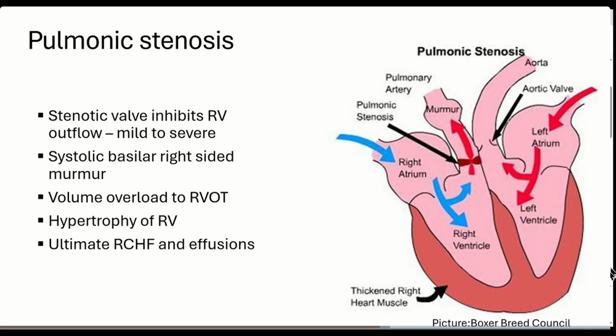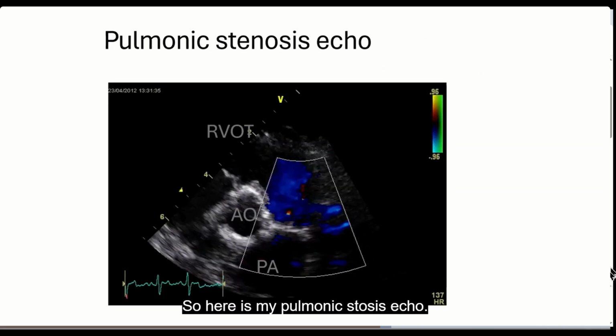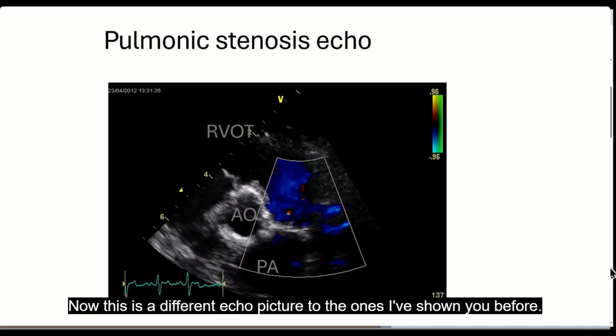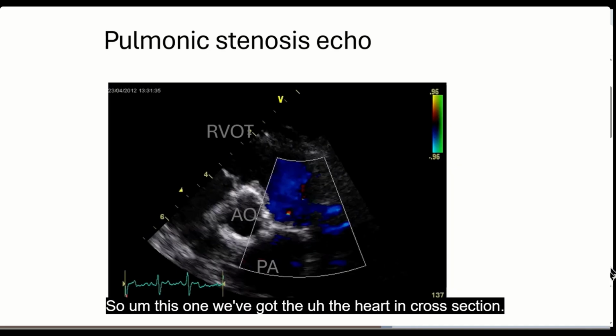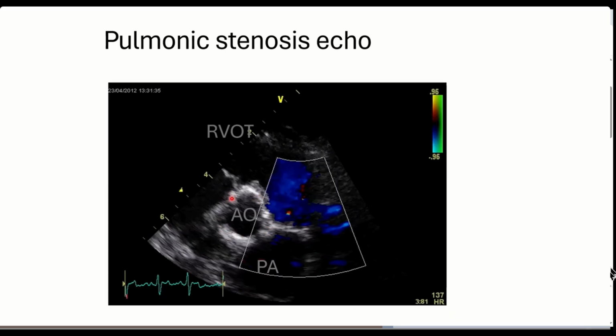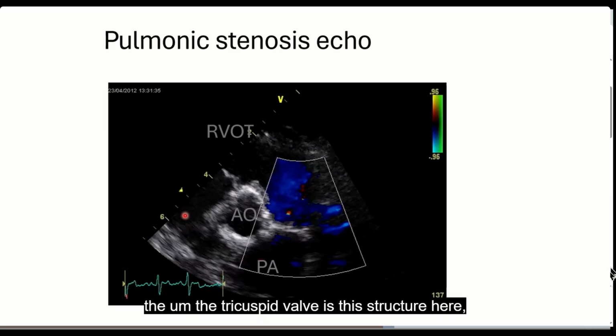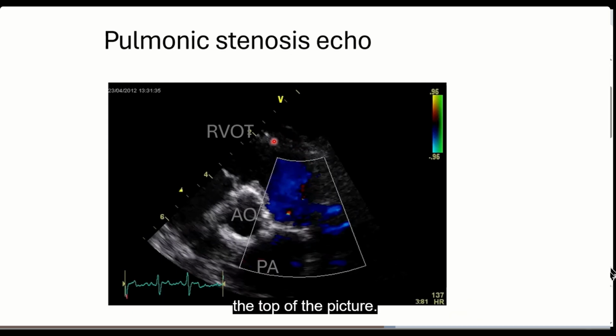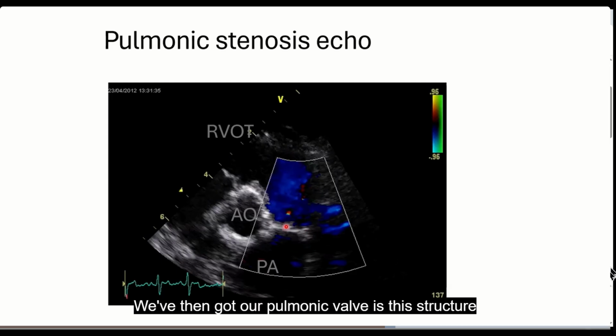So here is my pulmonic stenosis echo. Now this is a different echo picture to the ones I've shown you before. So in this one we've got the heart in cross section. So I'm showing the aorta as a circular structure here, and the tricuspid valve is this structure here, and then we've got the right ventricle and right ventricular outflow tract coming along the top of the picture. We've then got our pulmonic valve as this structure here, and then flowing out to the pulmonary artery.